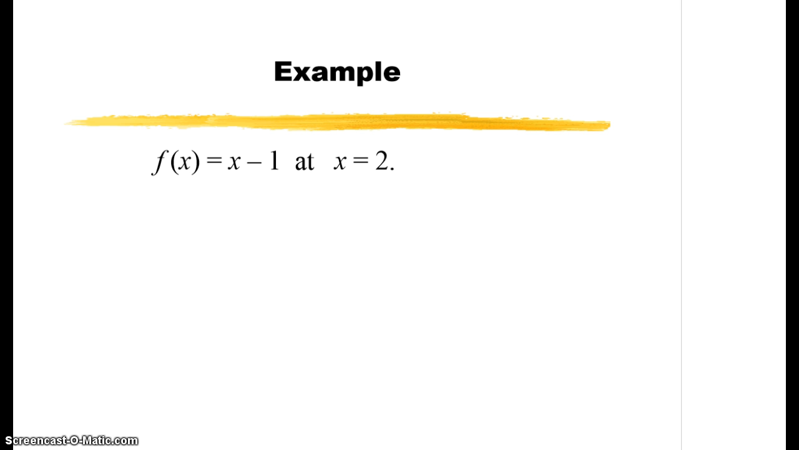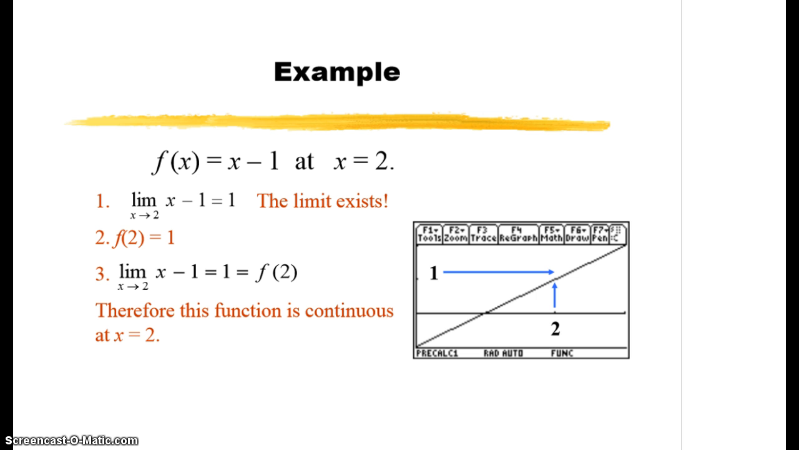How can we tell if f of x equals x minus 1 is continuous at x equals 2? Is this function continuous at x equals 2? Well, we check for our three conditions. First of all, does the limit at 2 exist? The answer is yes, because the limit as x approaches 2 of x minus 1 is just 2 minus 1, or 1. Since this is a polynomial, the limit must exist.